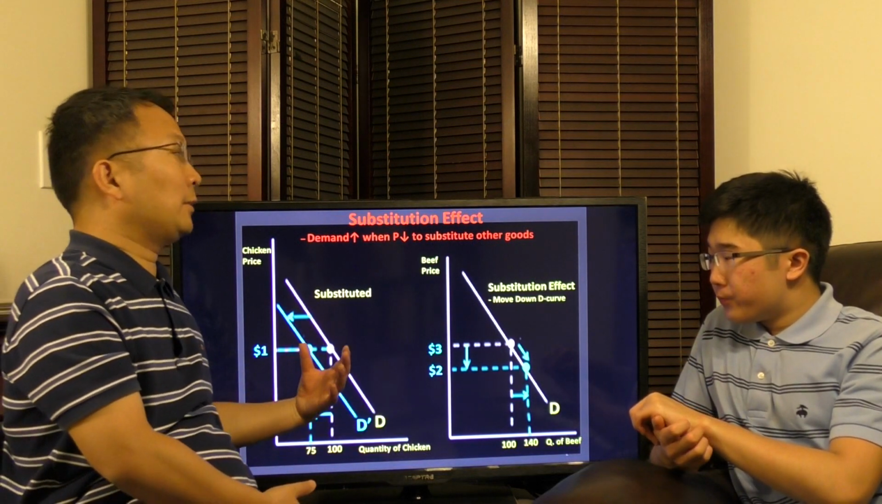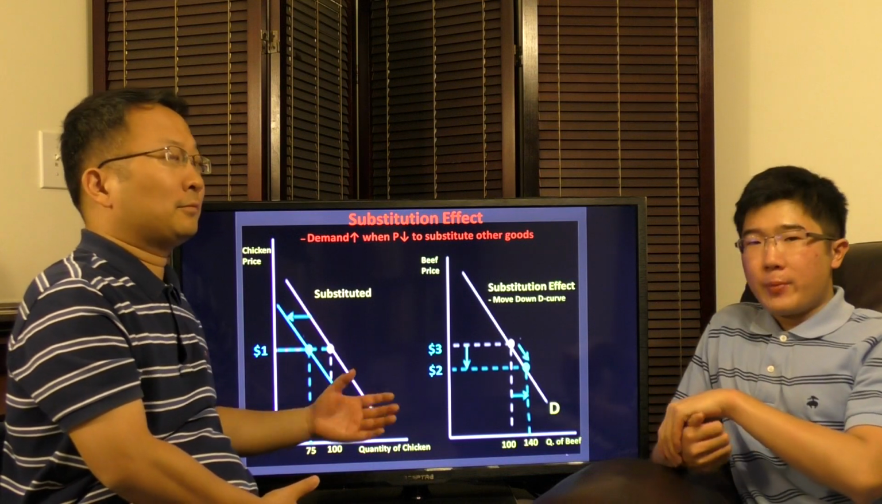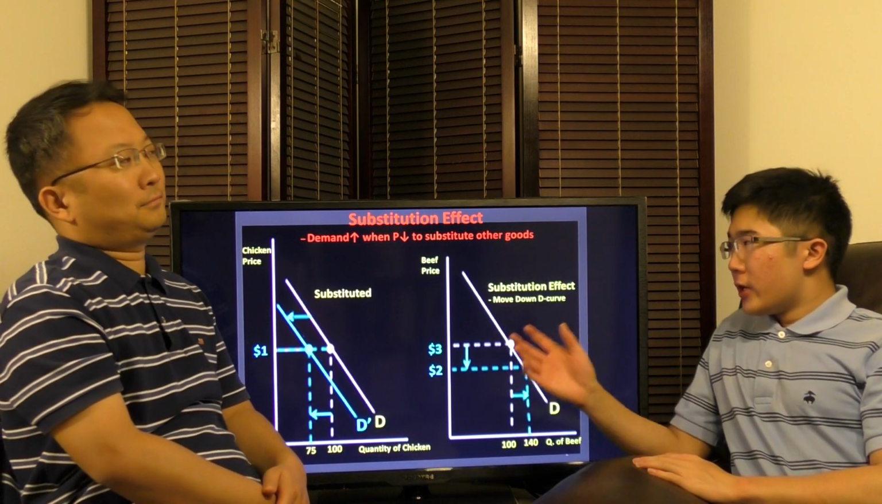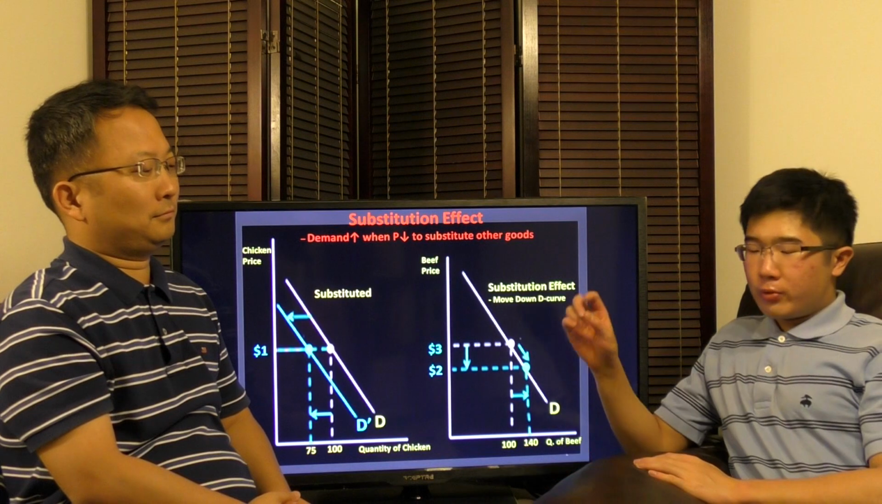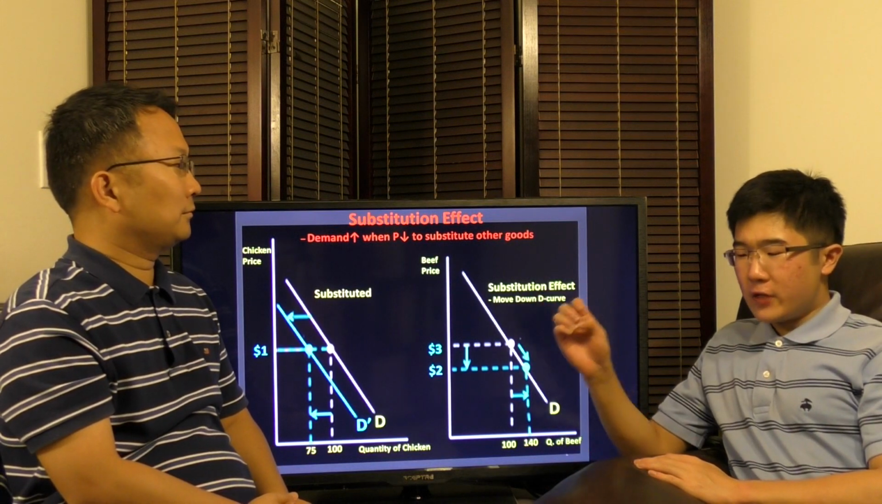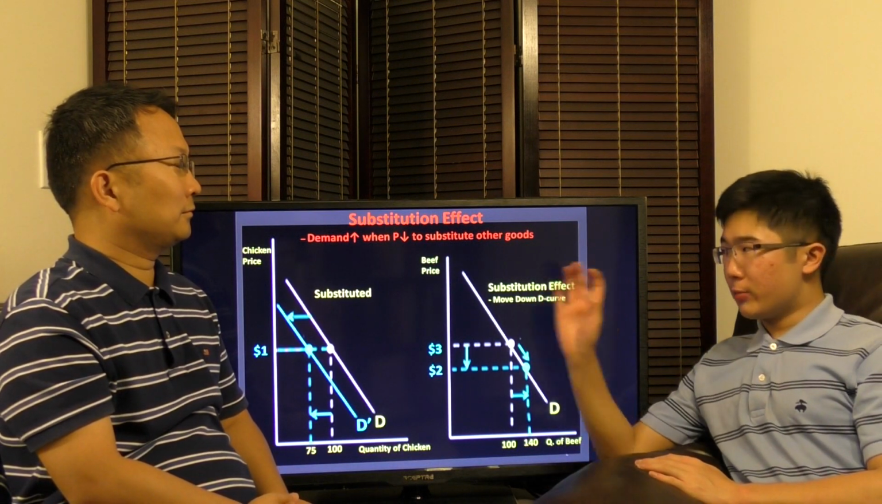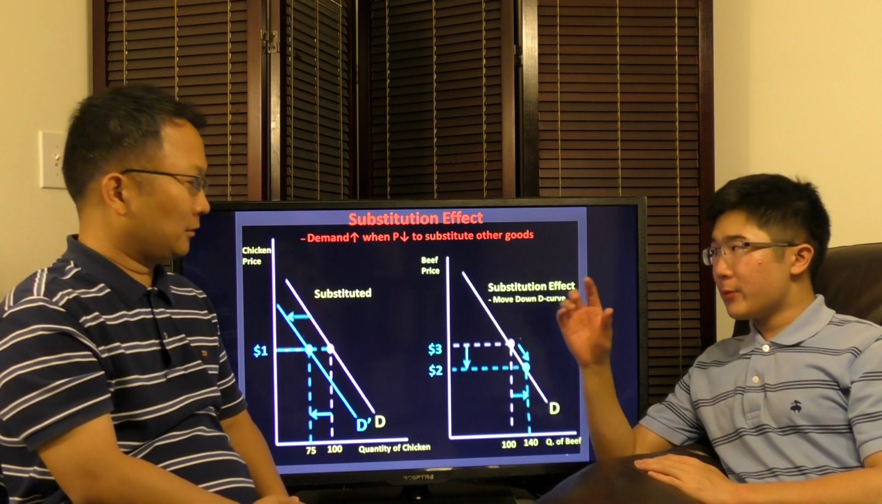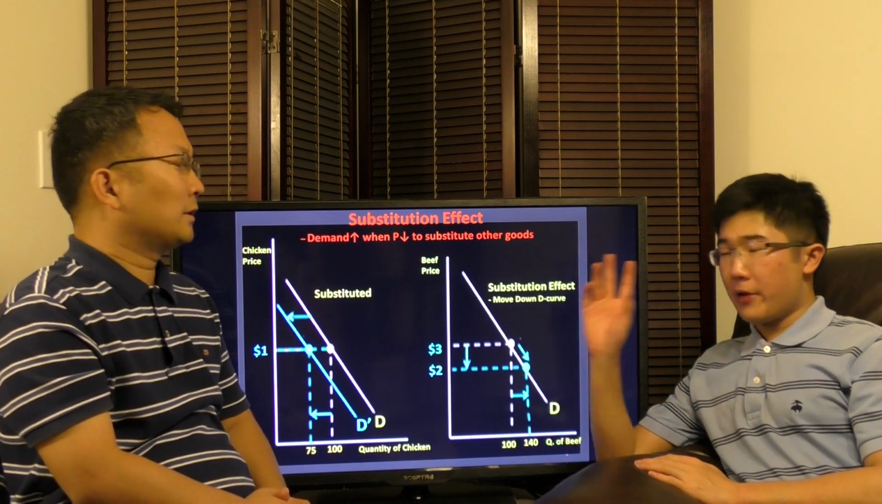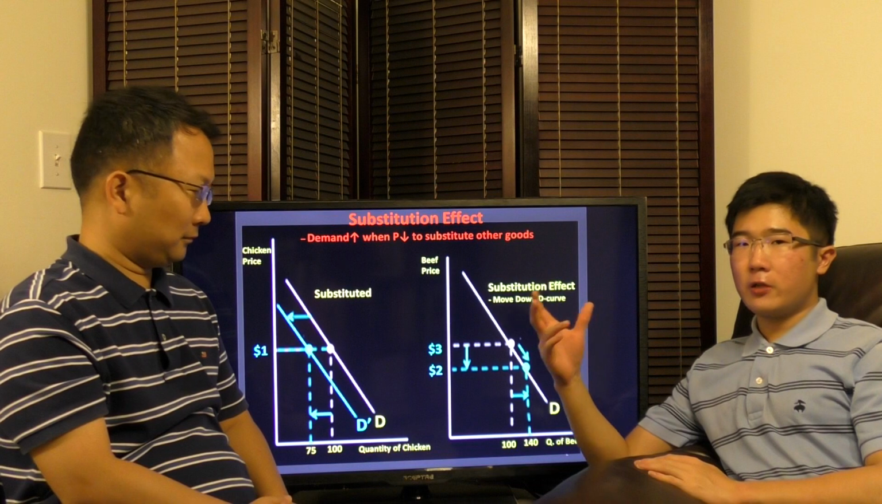So, in summary, beef is the good whose price changes. So beef sees a movement along its demand curve, because it's just the price of beef that's changing. But the price of beef is an external factor for chicken. So the whole demand curve for chicken shifts.